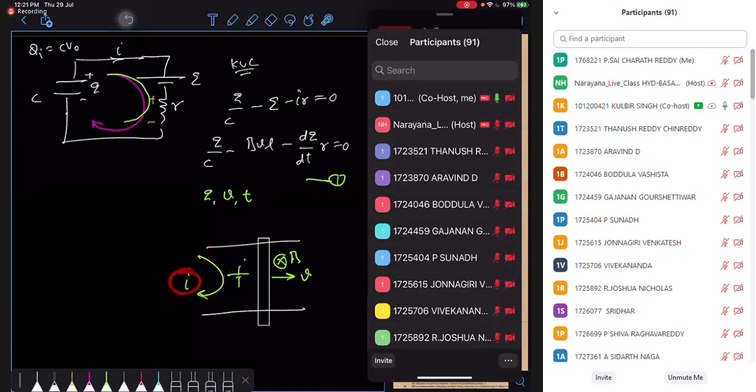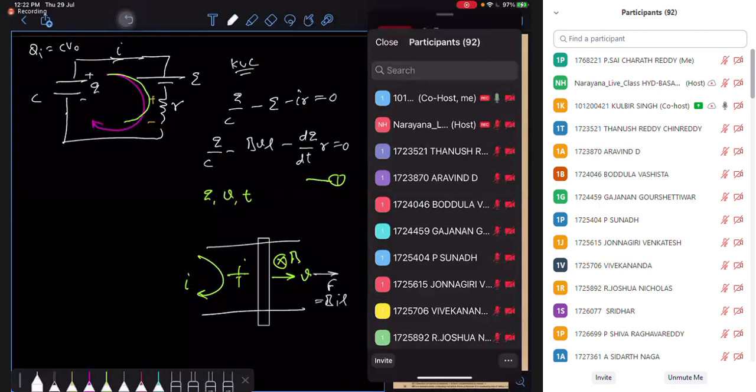I don't know the actual direction of current, but I assume my force will be according to my current direction. So what do you think about the force direction here? The current is downward, so I cross B is towards the right side. That is the direction of force. The force is I L B sin theta, where theta is 90 degrees. Clear?